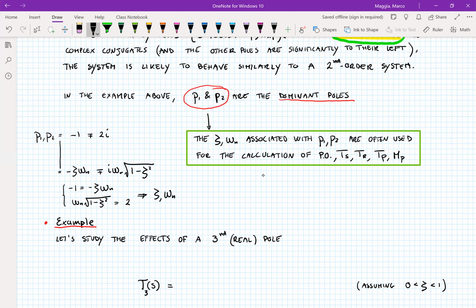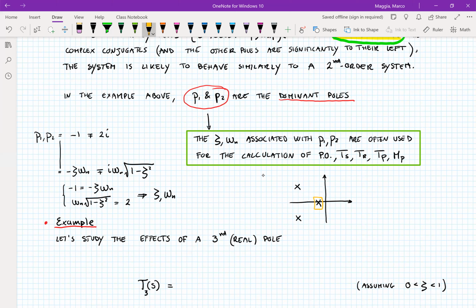Sometimes you won't have exactly a pair of dominant poles. Let me give you an example. If we had a third order system, well, third order system means that we have 3 poles. So let's say that one pole is over here, and then the other 2 are here and here. Well, in this case, the dominant poles, well, it's actually the dominant pole. It's only one, because this one is closer to the imaginary axis. So in this particular case, it's a little bit more tricky.